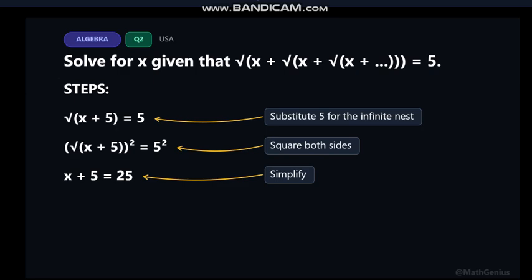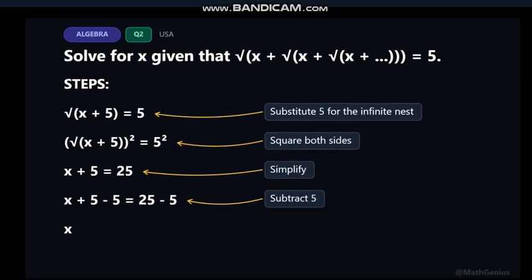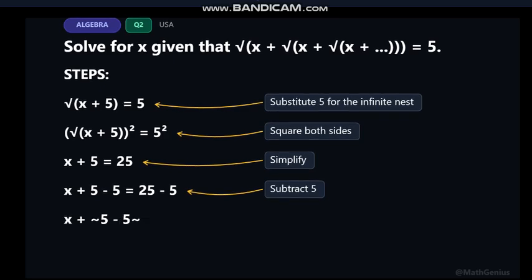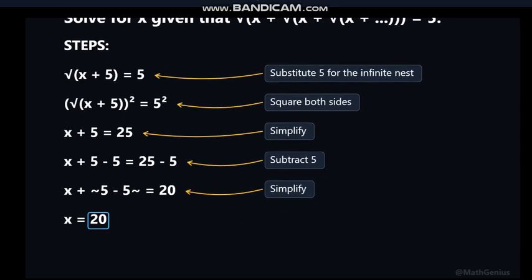Simplify. Now just subtract 5 from both sides to isolate x. x plus 5 minus 5 equals 25 minus 5. Subtract 5. Cancel those 5s. x equals 20. Easiest points of your life. x equals 20. Final answer.